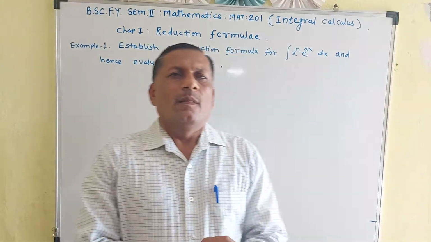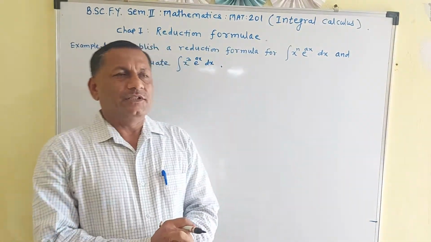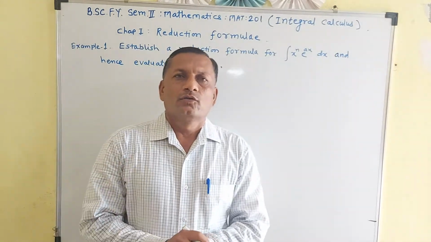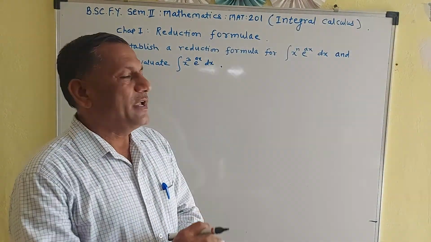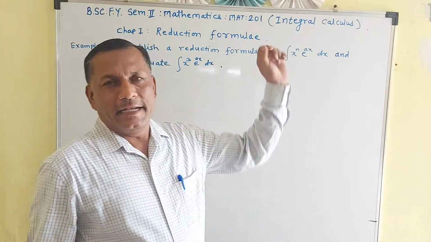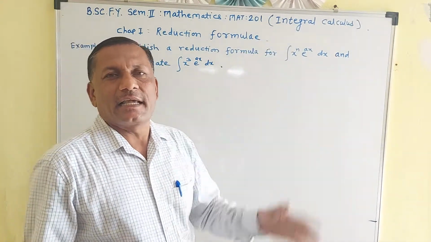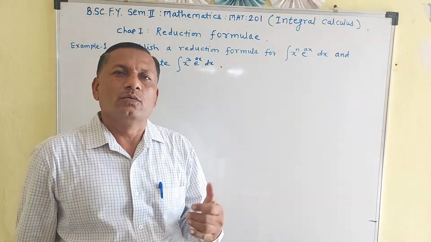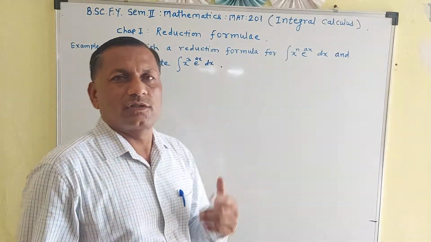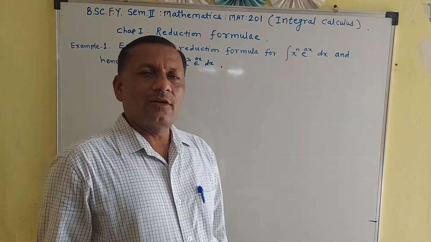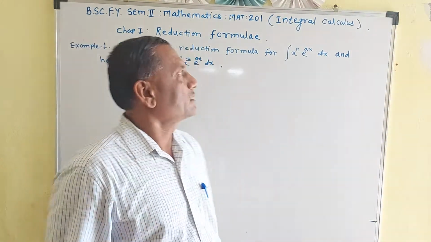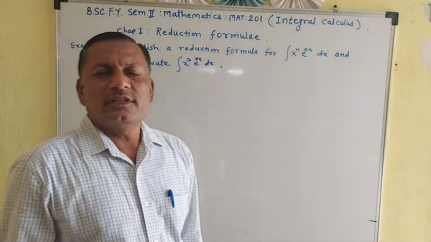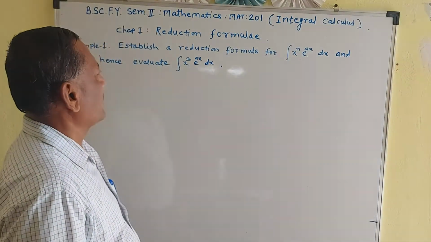Hello students, in BSc first year semester second, you have to learn two papers. The first paper is MEAT 201 and the name of that paper is Integral Calculus. In Integral Calculus, you have to learn two books, Integral Calculus and Vector Calculus. So we start the chapters from Integral Calculus. The first chapter is reduction formula.